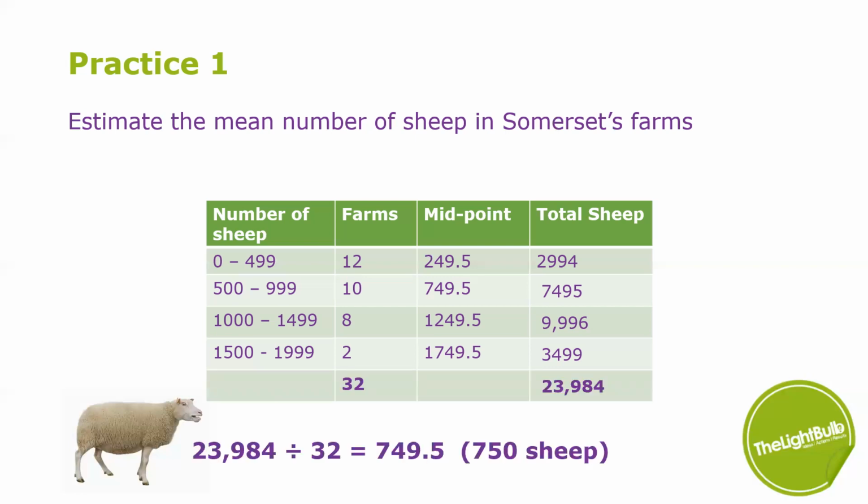Okay, so the total of the final column was 23,984, and then the total of the frequency column is 32. There's 32 farms. And then I've already brought up on screen, but remember the process for working out the mean is the total divided by how many there are. So 23,984 divided by 32 gives us 749.5. And now this is the only place that we do the rounding up, because it's the final answer. So we apply our rounding, it's 5 or above, and so we round up. 750 sheep on average in Somerset farms.